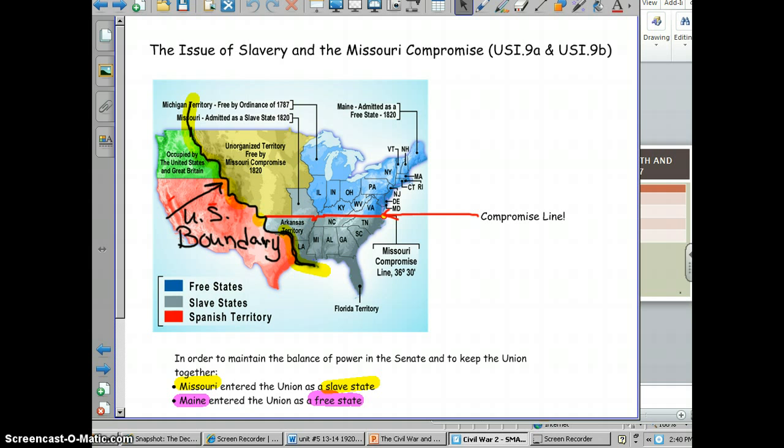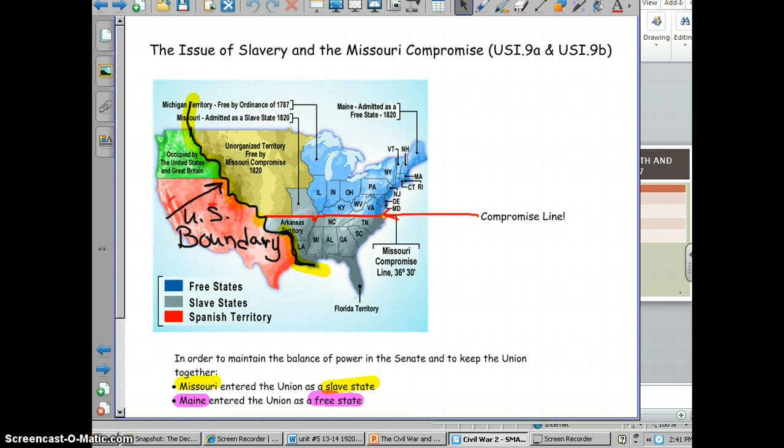The reason why that's important is because neither side of the country, the North or South, could have any type of gain over the other in the Senate when it came down to voting on laws. So it was in the interest of both Northerners and Southerners to keep that balance and have an equal amount of slave and free states. So when Missouri applied for statehood, the question was, was it going to become a free state or a slave state?